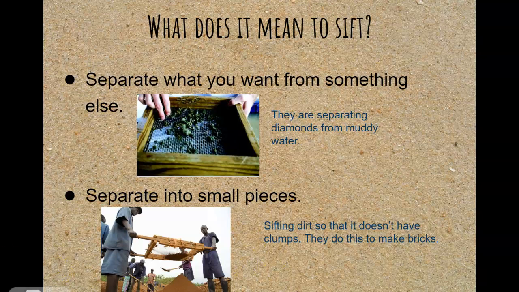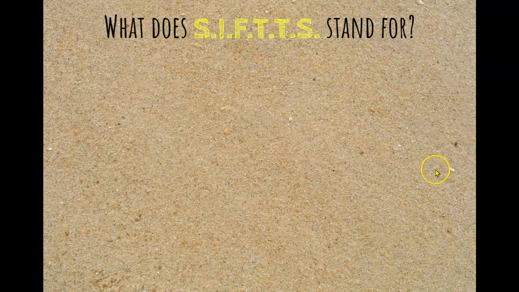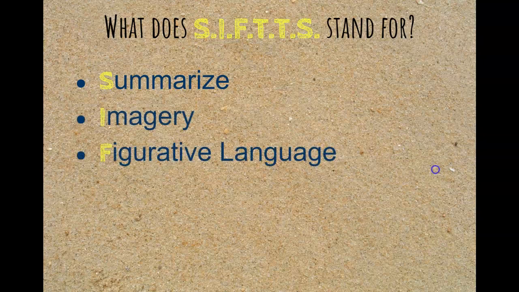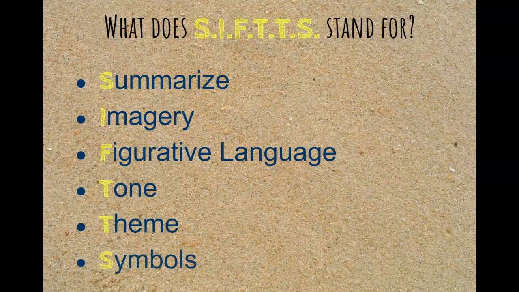they can make bricks. When we're analyzing poetry, let's look at what the acronym or mnemonic device S.I.F.T.S stands for. First, it means to summarize. Then, look for imagery. Look for figurative language. Identify the tone or the author's attitude toward the subject of the poem. Look for a theme or a message about the poem. And then look for symbols that stand out to you in the poem as representing something else.